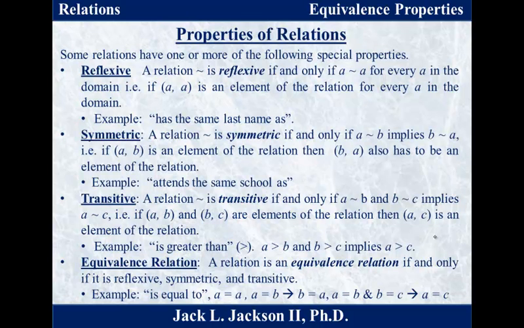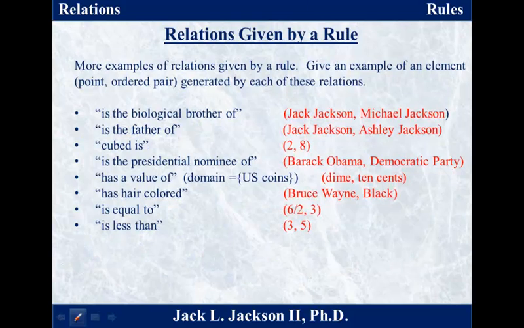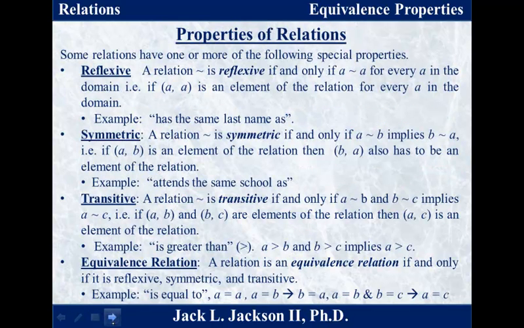Now notice I use this little squiggle to stand for the relation. So the squiggle would be replaced by, say, one of those statements that we had before. So the squiggle might represent is the biological brother of, or is the father of, or whatever. Okay? So we're just going to say is related to, is how we're going to pronounce it here. So a relation squiggle is reflexive if and only if A squiggle A. In other words, A is related to A for every A in the domain. In other words, as an ordered pair, the only way this could happen is if and only if A, A is an element of the relation for every A in the domain.